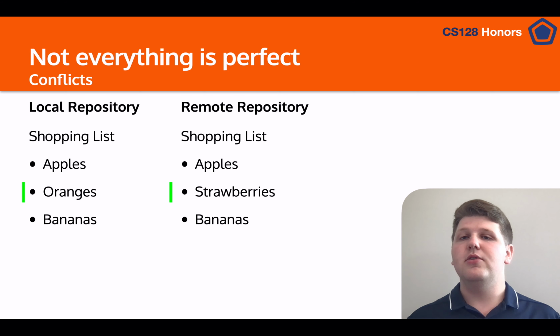So in order to solve this issue where we now have oranges on our local version and strawberries on our remote version, the answer would typically be to just pull, which is correct. However, Git doesn't know whether we want oranges, strawberries, or strawberries and oranges. So we need to go ahead and tell Git what we want. And the way that it does that is by telling us that there is a merge conflict.